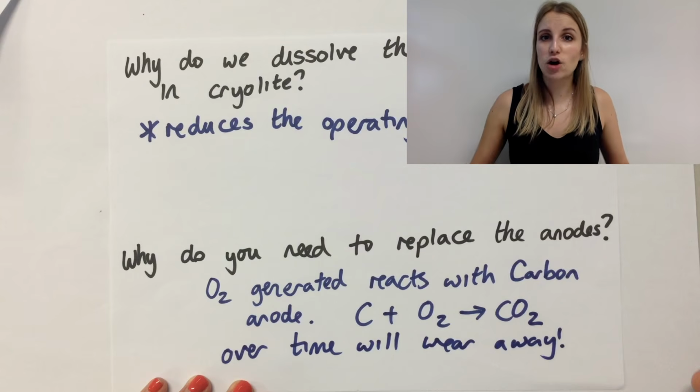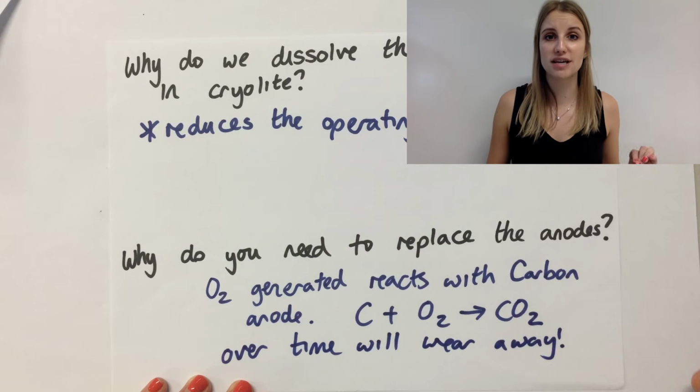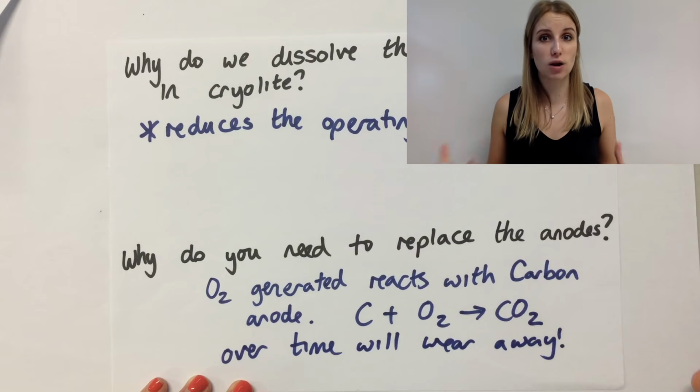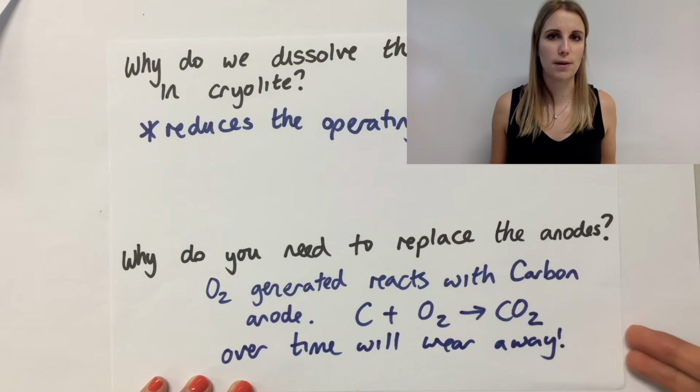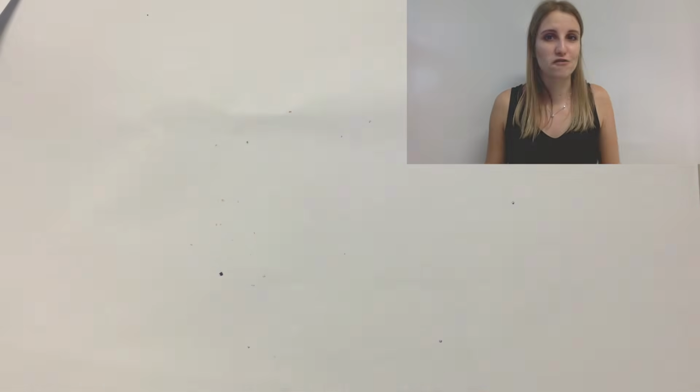Now, obviously, it costs money to replace the anodes, but the main cost of this process is all about the energy that's required to get it to temperature and the electricity that has to be put into it for the electrolysis to happen. By comparison, replacing the anodes is actually pretty cheap overall.